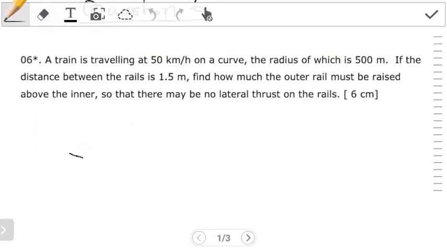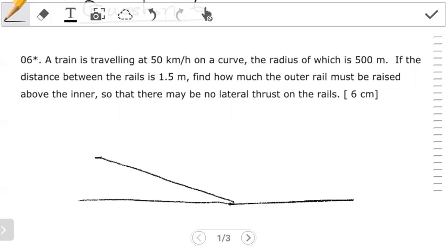if I was to draw the two rails, not really the distances, but their positions. So you have one rail at some point, and then the other one somewhere there. So if you had the horizontal, now what we want to find is how high the other track must be elevated so that there's not going to be any lateral forces on the tracks. Okay. Now, of course, this angle is going to be theta. We're going to use theta for this angle.